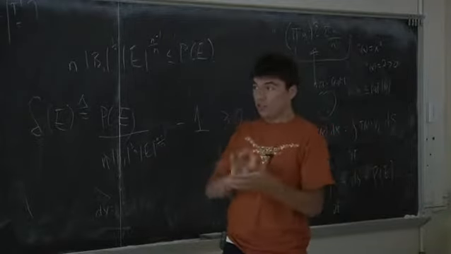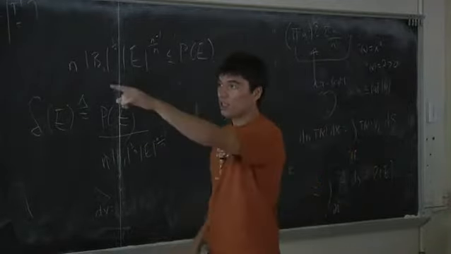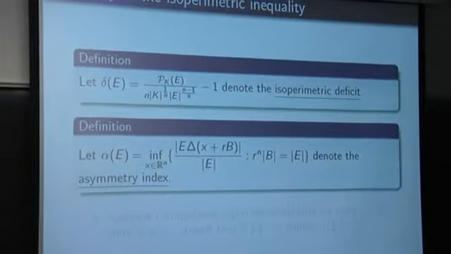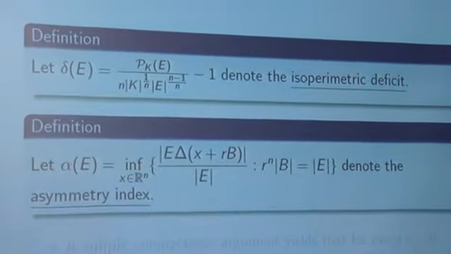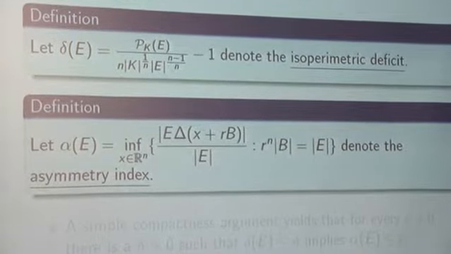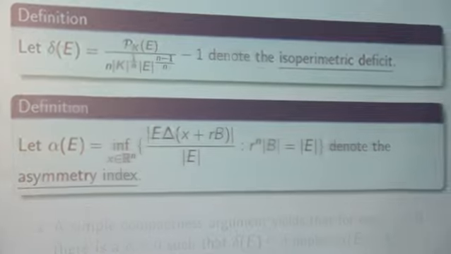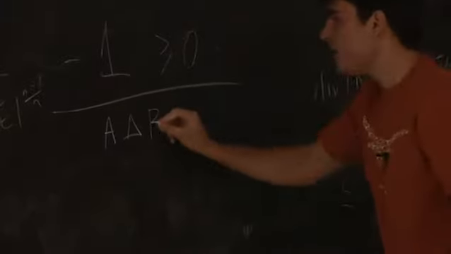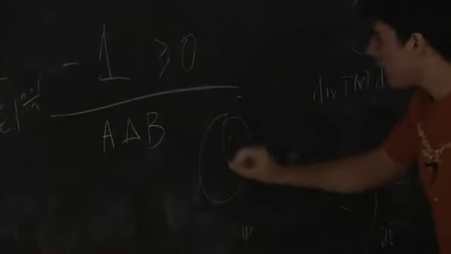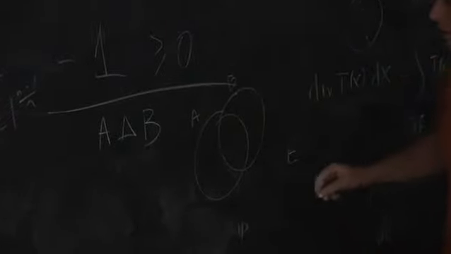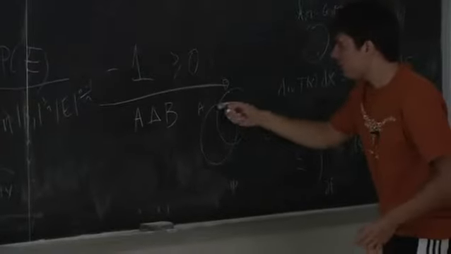The way to measure this sort of geometric deviation is the asymmetry index. By the way, delta is called the isoperimetric deficit. The asymmetry index basically tells you, geometrically speaking, how far you deviate from the set. It's defined in terms of this big infimum thing, but the way you should think of it is just the following. To fix notation, A symmetric difference B: you have two sets A and B. The symmetric difference is a set, and it's everything outside of the intersection.